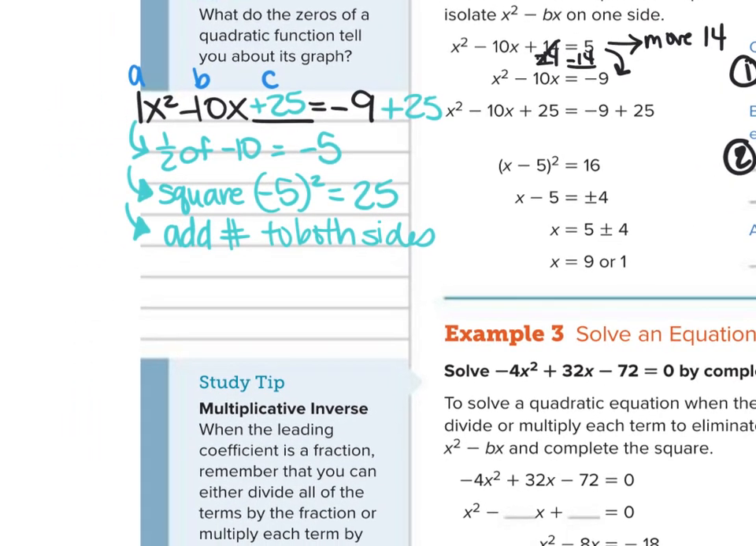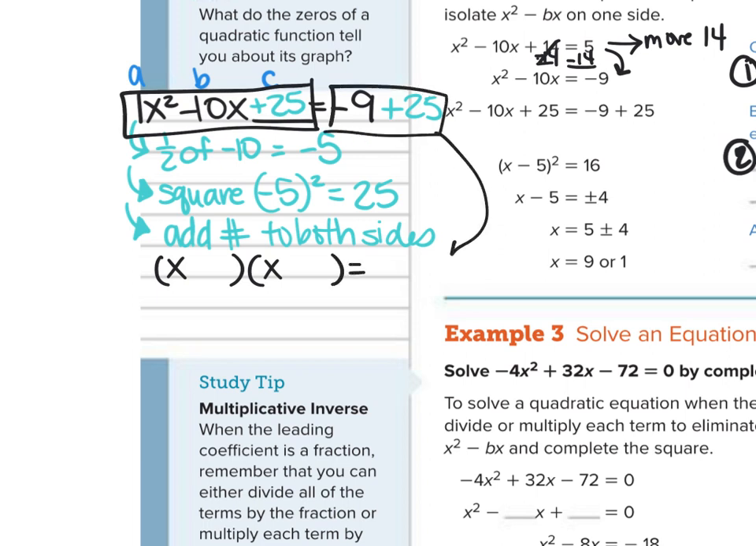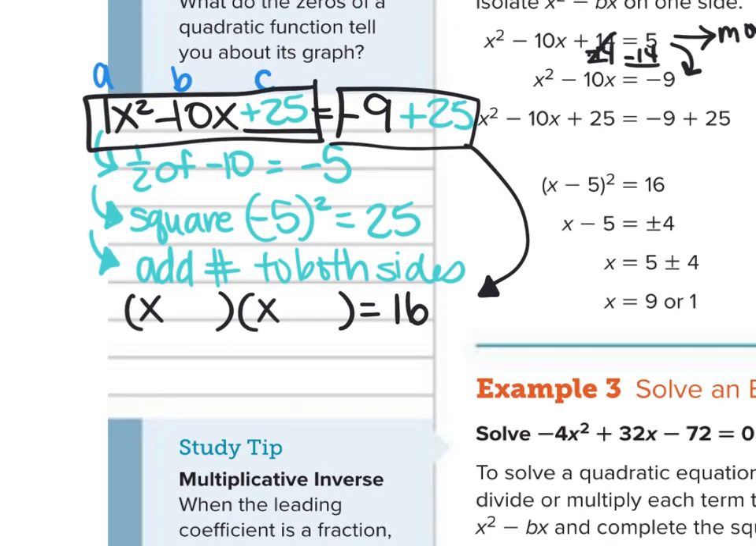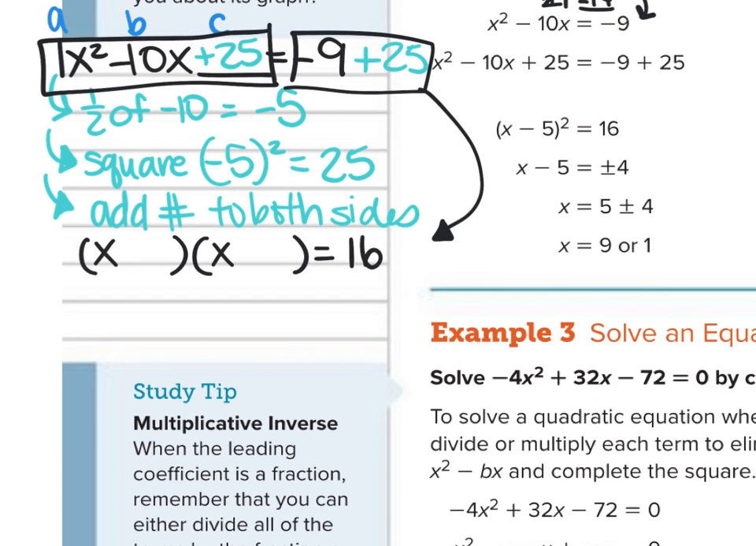All right, but take a quick pause and just look up here. Since we made this what's called a perfect square, that means it's going to be x and x equals negative 9 plus 25. I do have to simplify. It gives me 16. If it's a perfect square, I need two numbers that multiply to get positive 25, but add to negative 10.